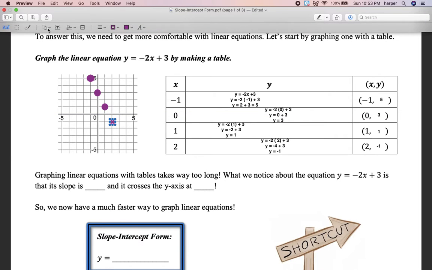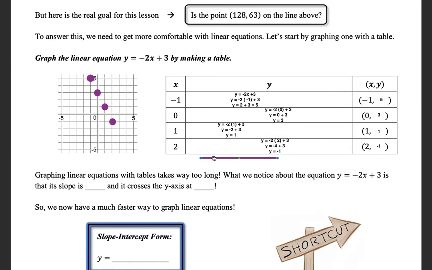Look at this beautiful line we created. Let's put a line through it. Bam. Well, didn't do it. Bam. Well, still didn't do it. There you go. Bam. Beautiful line. Look at all the amazing work we did. We literally just had an equation and 4 x values, and we created this line.